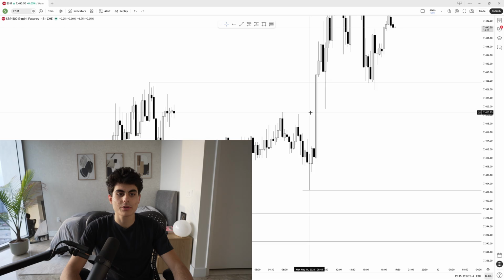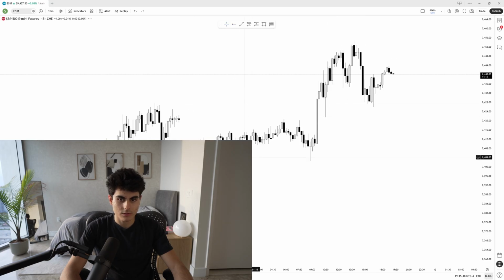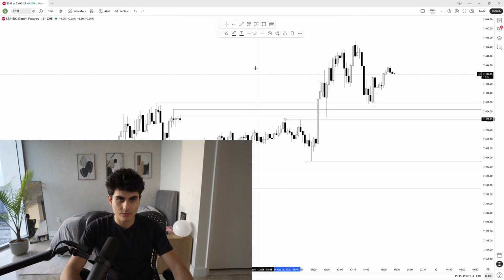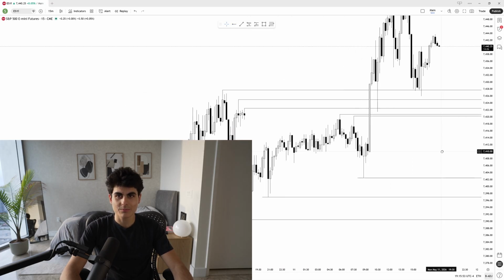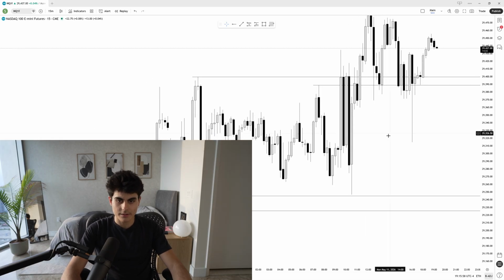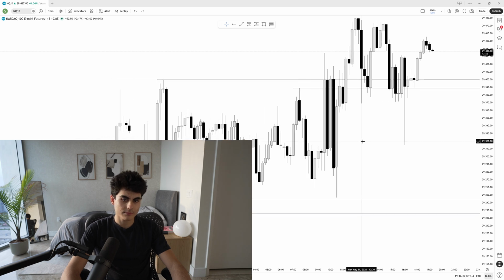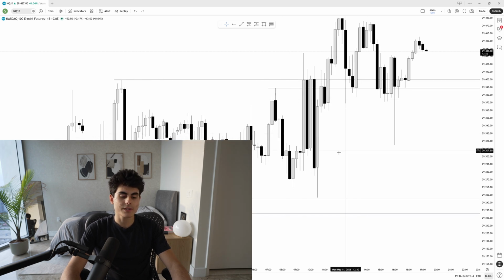Oh yeah, and then another thing. Oh no, it already took it, on ES. Okay, yeah. And then on the 15 minute for ES, there's this one. We have these two highs right there, so they're kind of stacked highs and all that. And then same with Nasdaq.